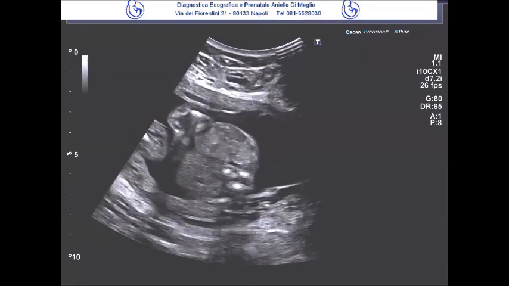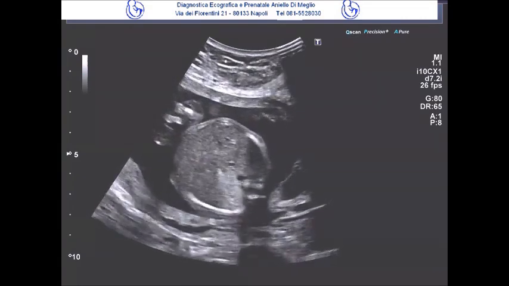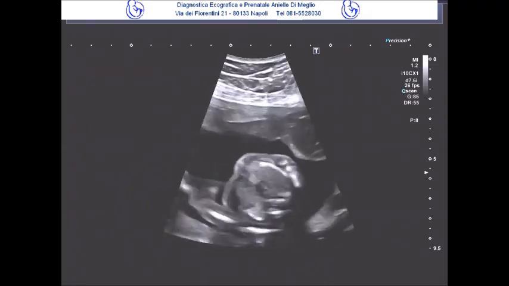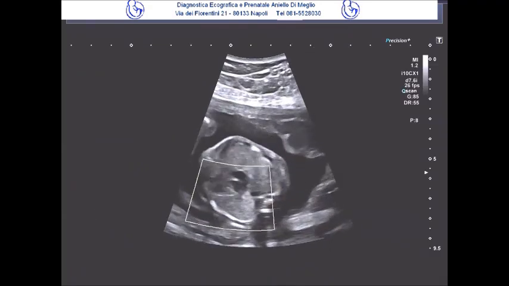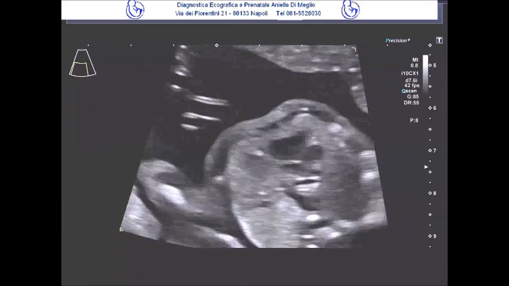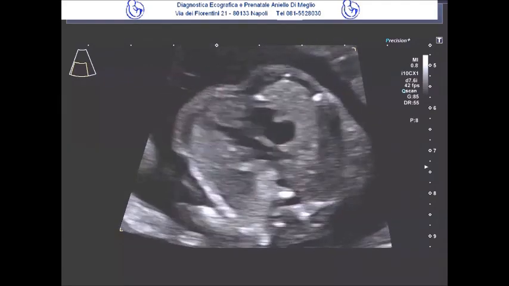We now check the continuity of the diaphragm and, taking advantage of its characteristic echogenicity, look for any presence of hepatic parenchyma within the thoracic cavity. The absence of hepatic parenchyma, as well as the absence of a mediastinal shift, allows us to rule out a right diaphragmatic hernia.